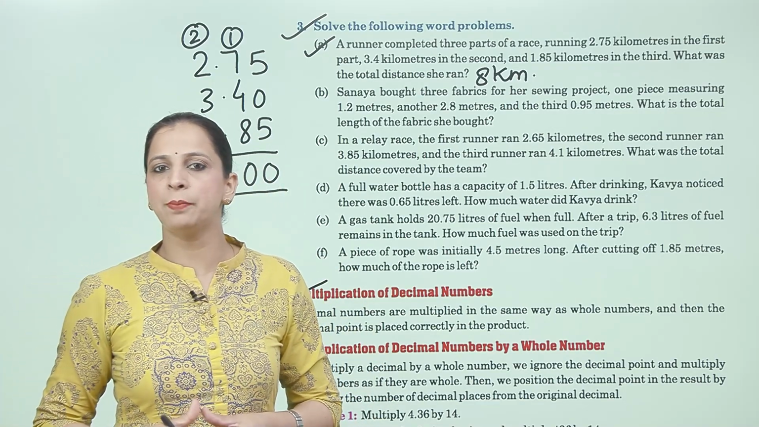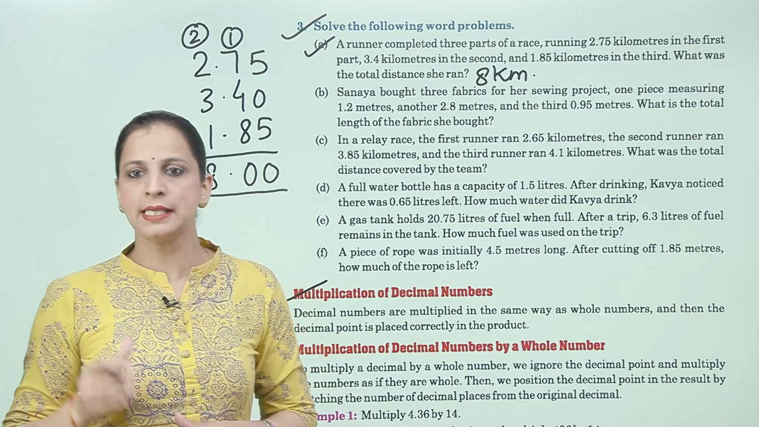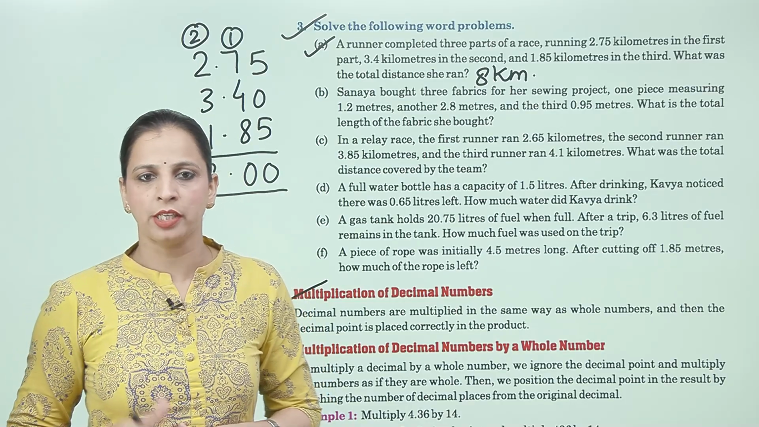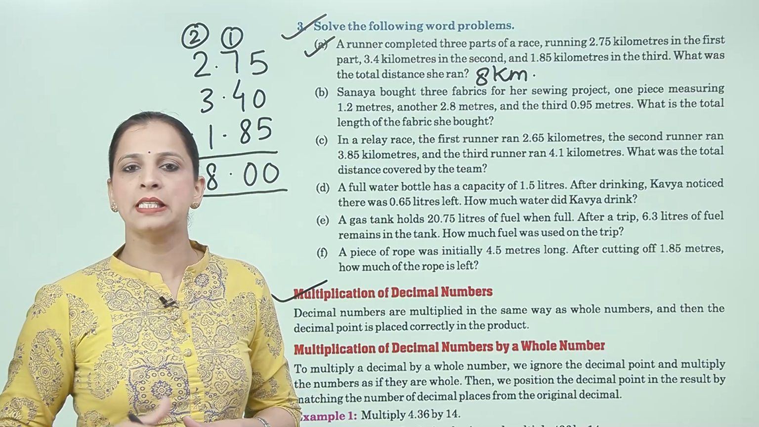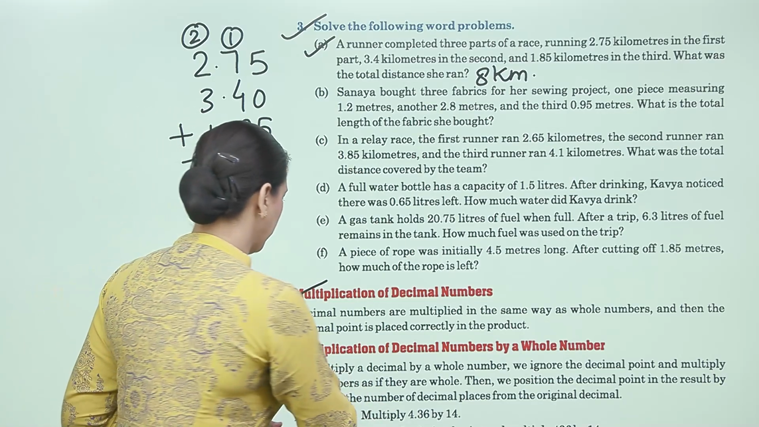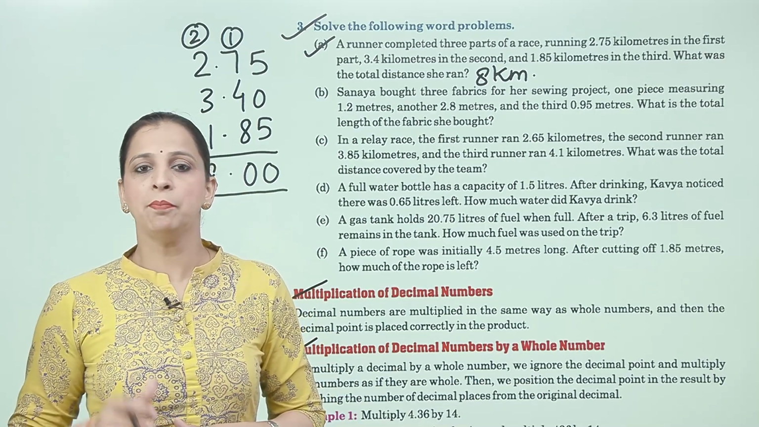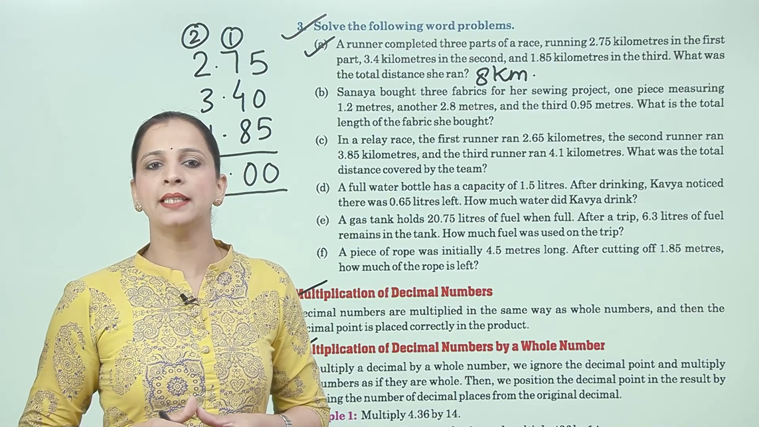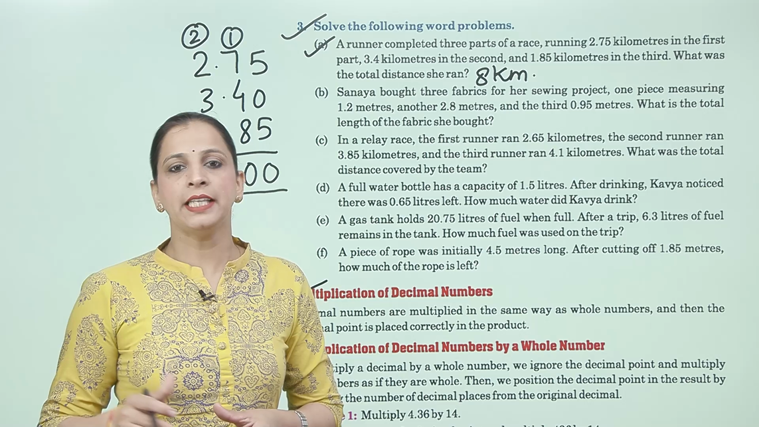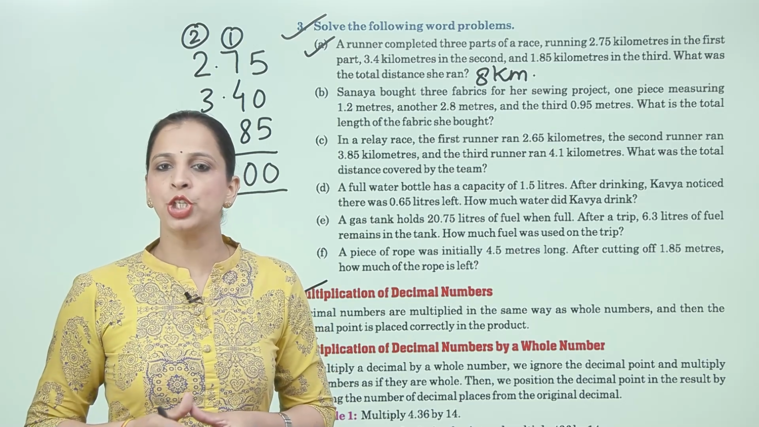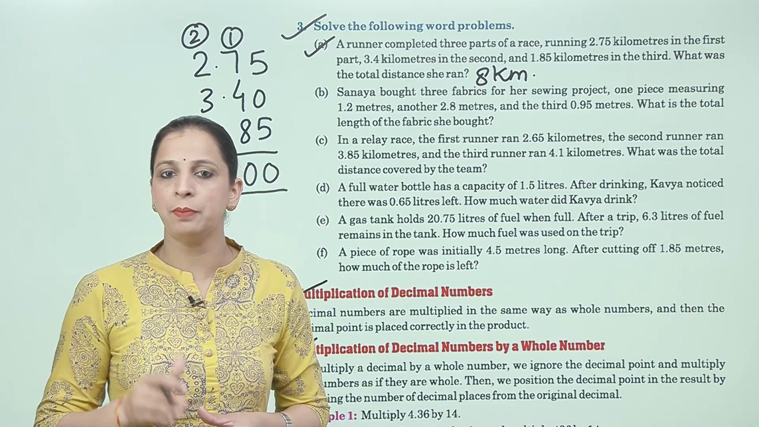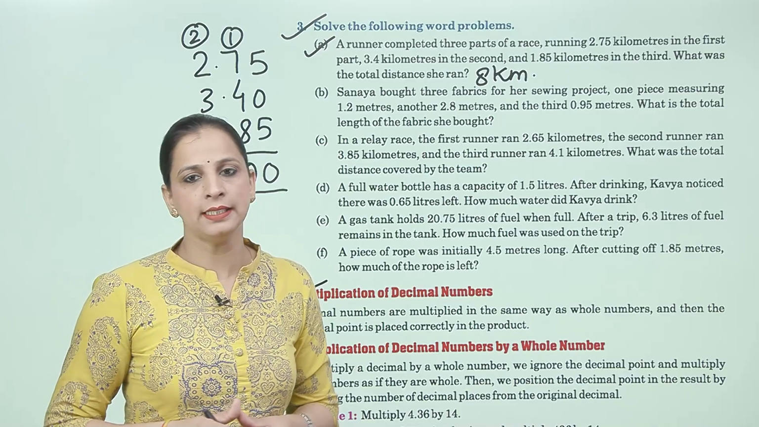Decimal numbers are multiplied in the same way as whole numbers and the decimal point is placed correctly in the product. Now multiplication of decimal numbers by a whole number. To multiply a decimal by a whole number, we ignore the decimal point and multiply the numbers as if they are whole. Then we position the decimal point in the result by matching the number of decimal places from the original decimal.